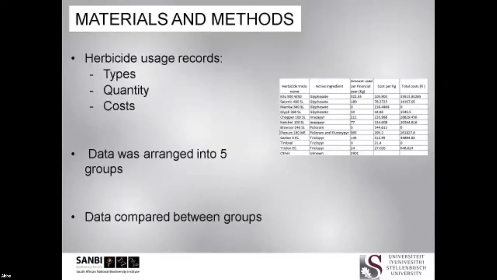Today, I'm only presenting data from the Department of Forestry, Fisheries and Environment in KZN. We collected data for types of herbicides, their quantities, and then we calculated their cost starting from 1996 up until 2020. And we arranged the data into five groups, where each group consists of five different financial years.